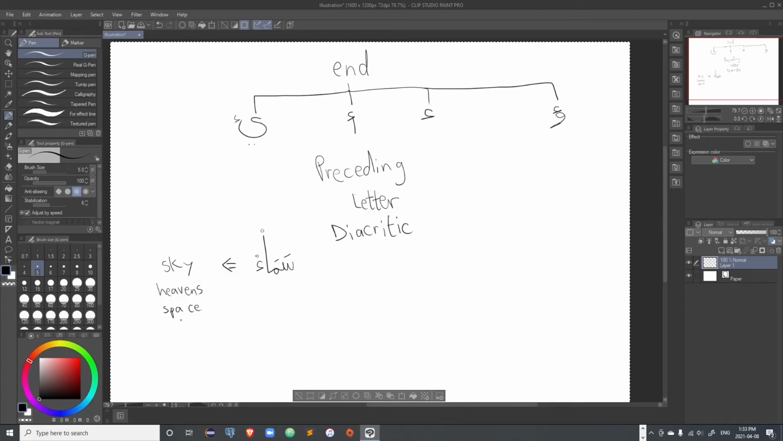Such as the ayah or the verse in the Quran, وَالسَّمَاءِ ذَاتِ الْبُرُوجِ. People could interpret it as heavens with towers, or space with towers, or portals, depending on the interpretation of the word buruj.